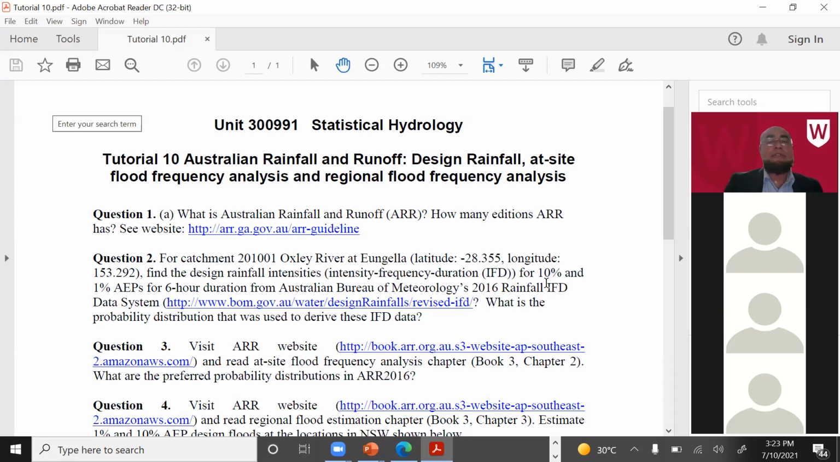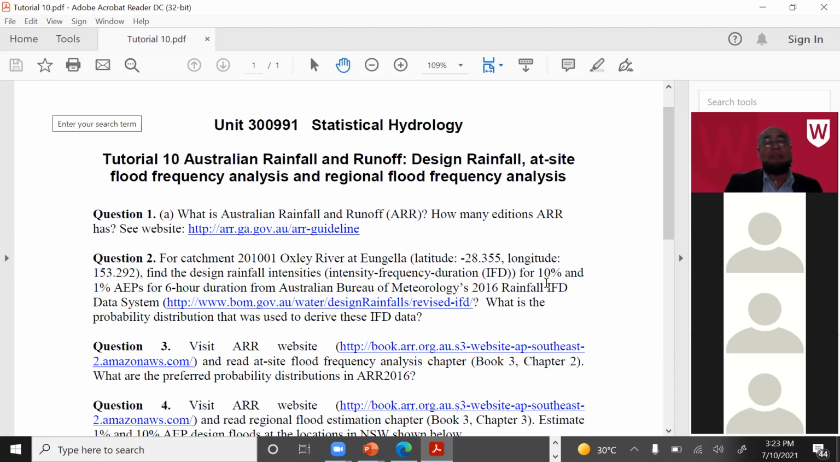Sanjeev, how much did you get? Yes, I got that. For 10%, 26.3 millimeters per hour, and for 1% it is 46 millimeters per hour. Yeah, it's the same for me, sir. Okay. So everybody got the same, similar answer? Yes, sir. Okay. So if anybody has got any problem or any issue, please let me know so that I can help you.